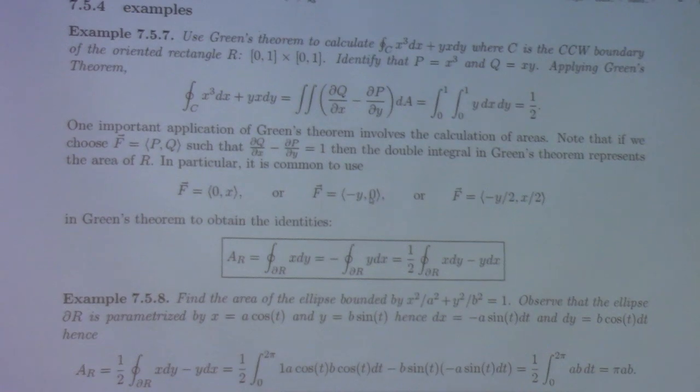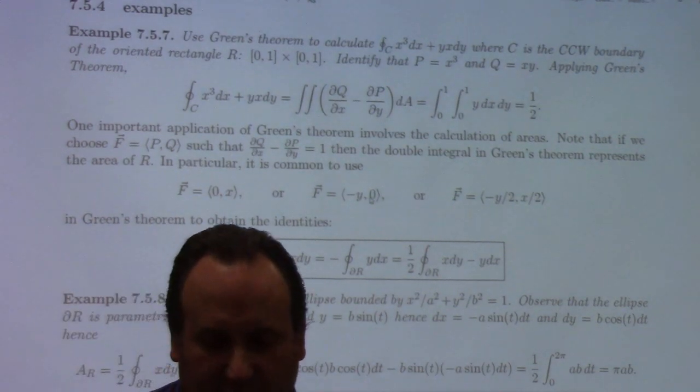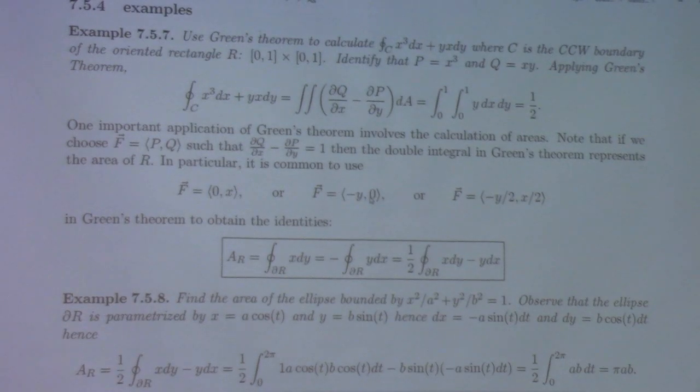But anyway, that's just the first example of many. We'll do probably Monday and Tuesday, probably still be on Green's theorem in all likelihood.